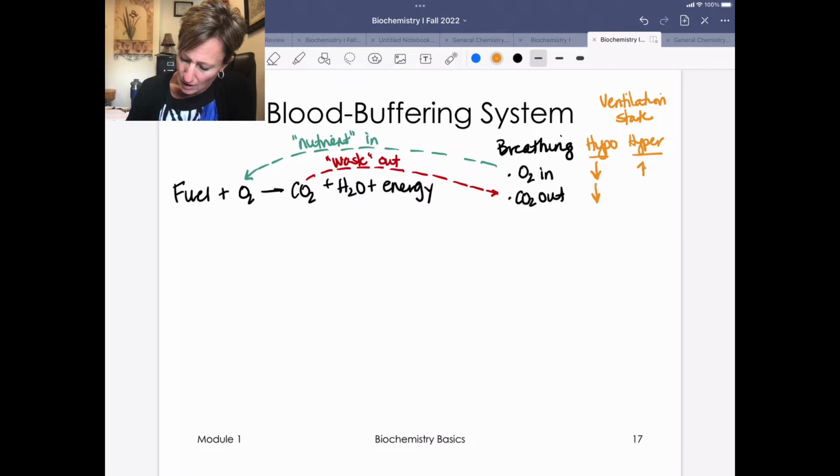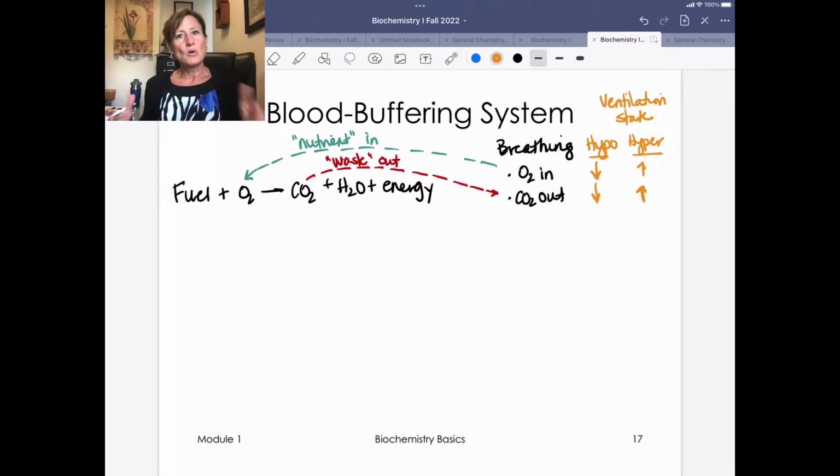The converse of that is when we're hyperventilating, we're having excess oxygen that comes into our system, but also excess CO2 that's exhaled out. So again, that's going to mean that we are going to have lower levels of carbon dioxide in our body than we would normally have under normal respiration states.